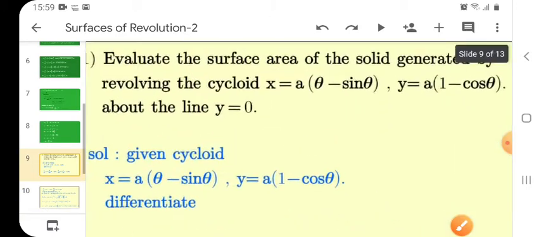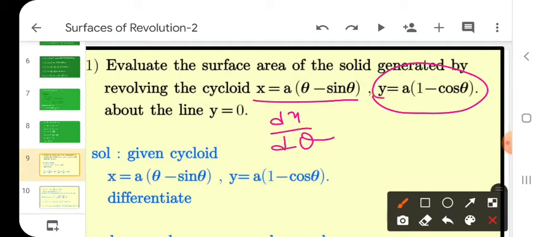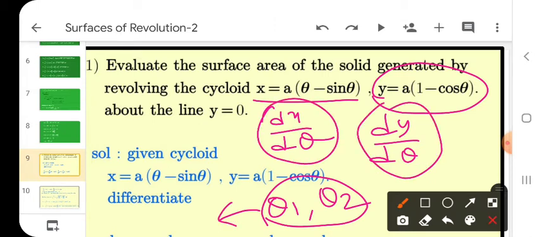See here, what are the given equations? x equals to a into theta minus sin theta. y equals to a into 1 minus cos theta. Okay, and we know the value of y. And we have to find dx by d theta, dy by d theta and the limits theta 1 to theta 2. Theta 1 to theta 2 limits from graph we know. So now we find the dx by d theta, dy by d theta value.